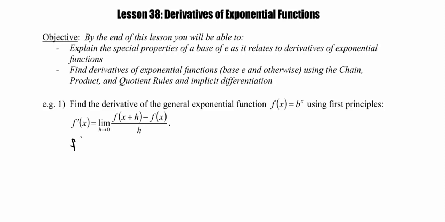So f prime of x is equal to the limit as h approaches 0 of b to the power of x plus h. So we're filling in f of x here, and in that case it's whatever's in the exponent. So b to the x plus h, minus b to the x, just the original function, over h.